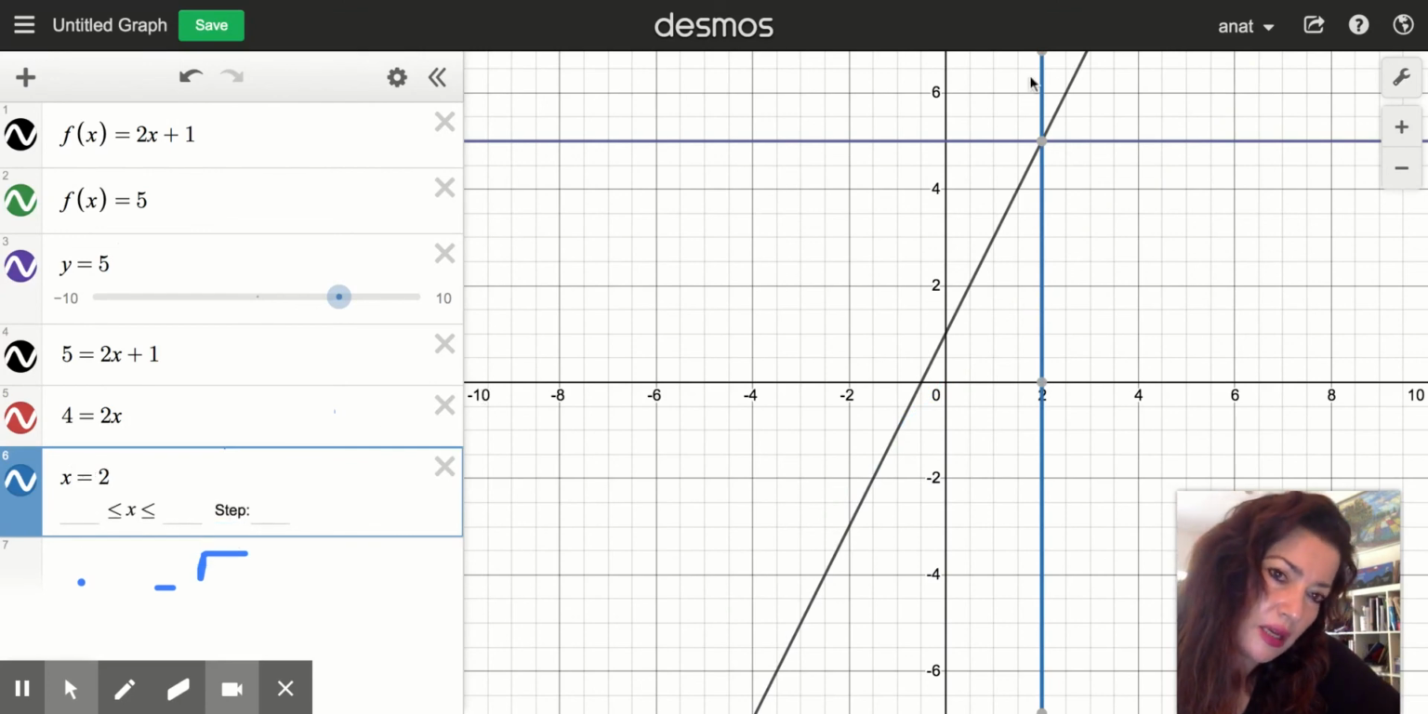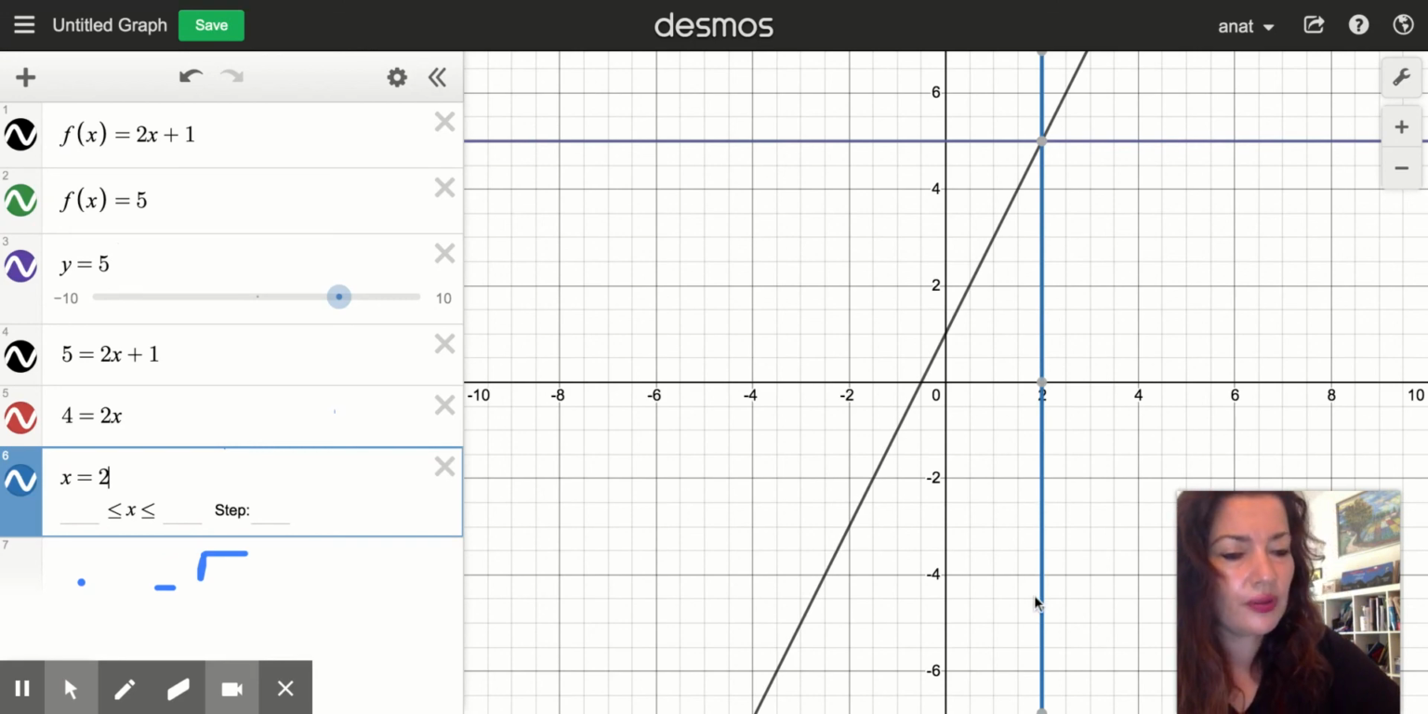So x equals 2 is our solution for our input, but we were given the output first. So just be careful. Always look at your equation and decide, are we given the input or are we given the output?